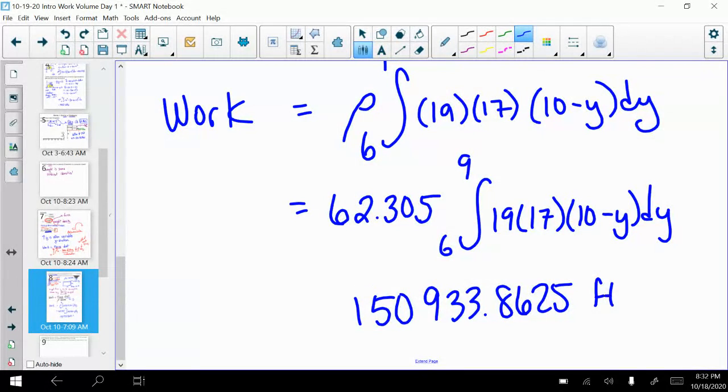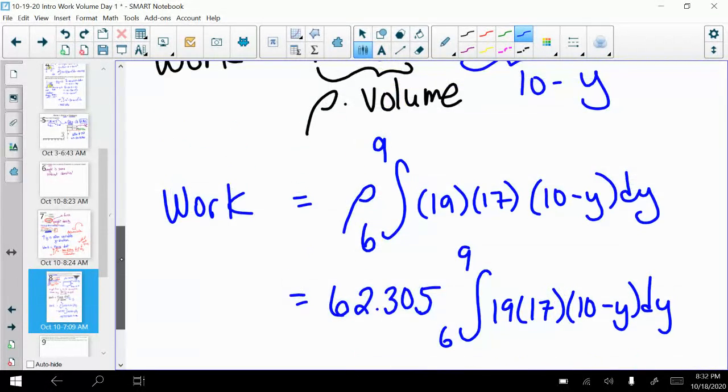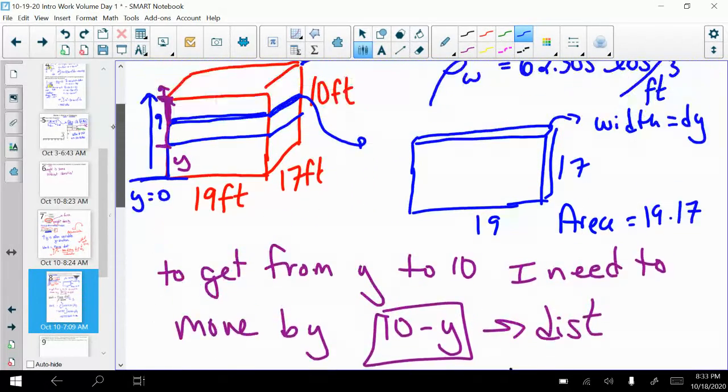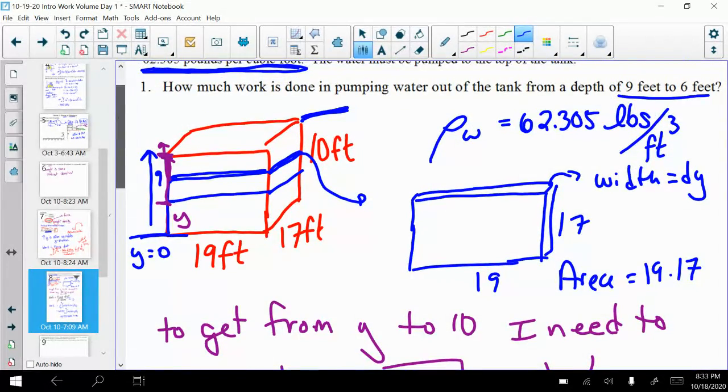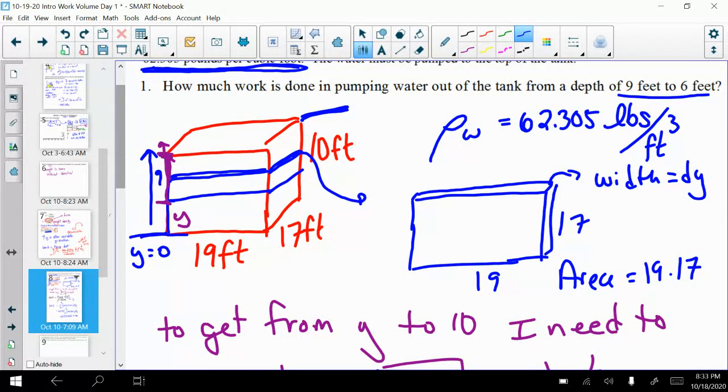And that would be foot pounds because remember rho was, gosh, what was it? Pounds per feet cubed. So then the 17 feet and the 19 feet, they canceled and canceled. And then the distance that it moved adds another feet, and then this dy is the last place where that sort of foot comes in.